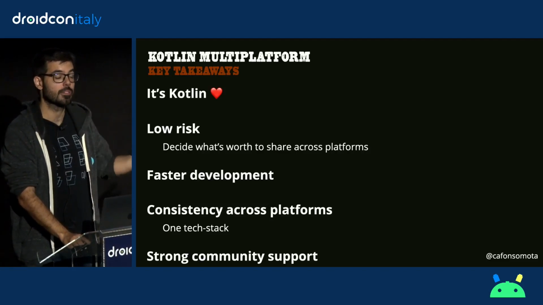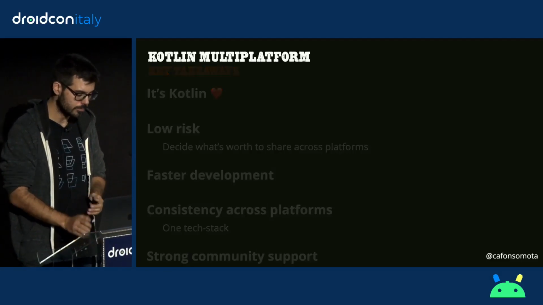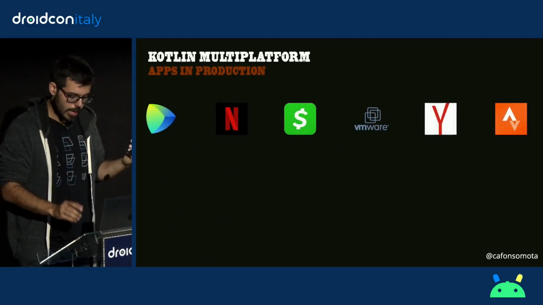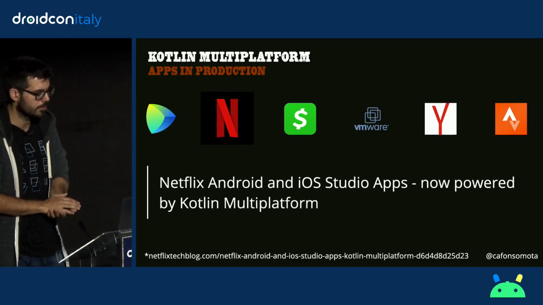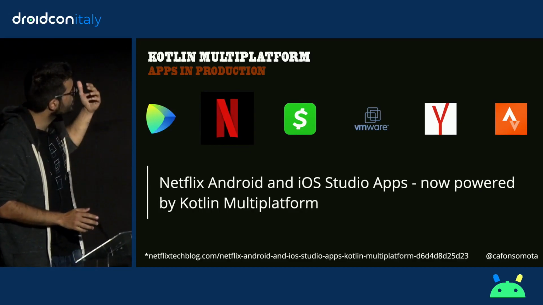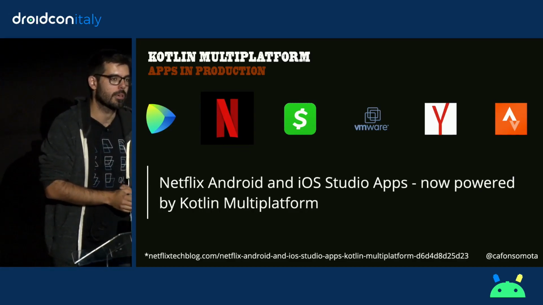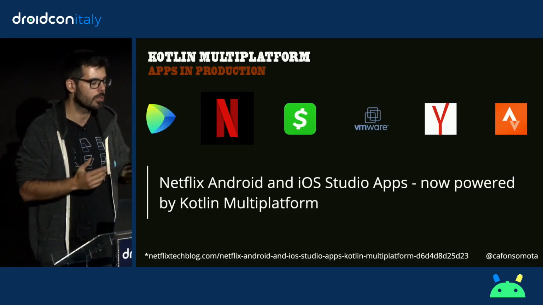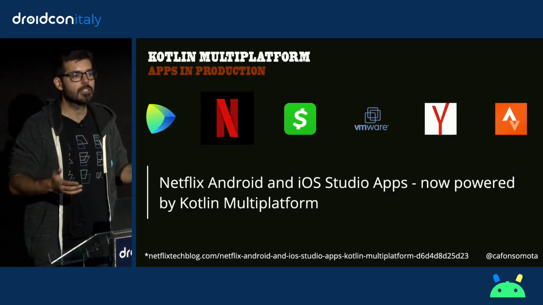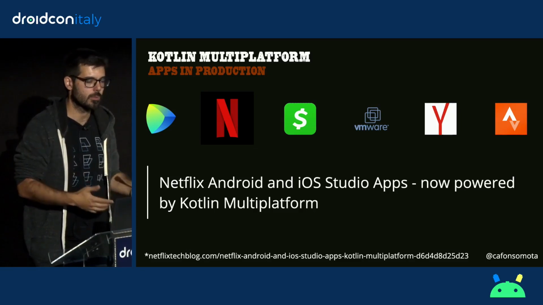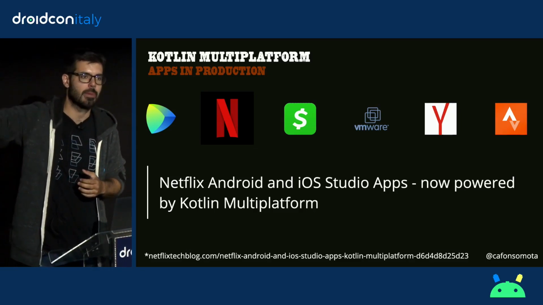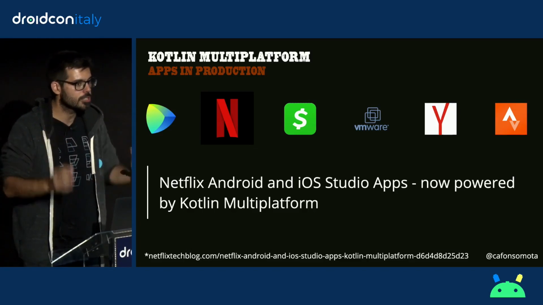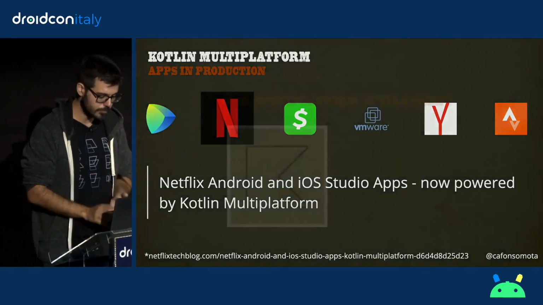Even not the community, but even JetBrains is there to help you. A couple of applications are already using multi-platform: Cash App, VMware, Netflix, for instance, announced 2 years ago that the Studio app was going to multi-platform, and they were really happy with the results. Different applications share different things. Once again, if you listen to their talks, they say that they share the offline management, they share the network. So they share what makes sense for them.